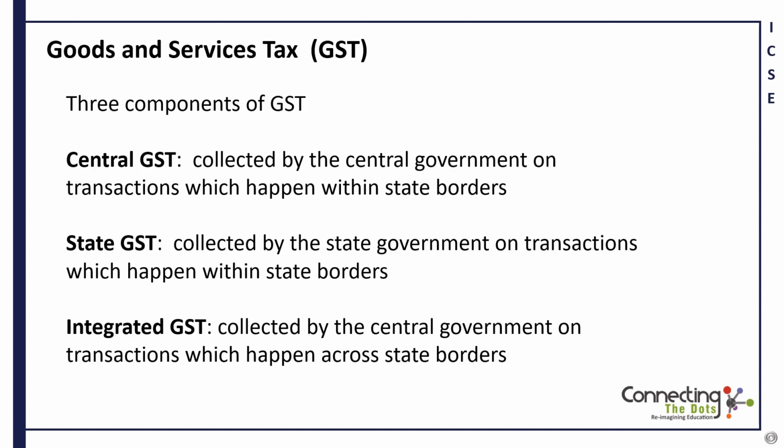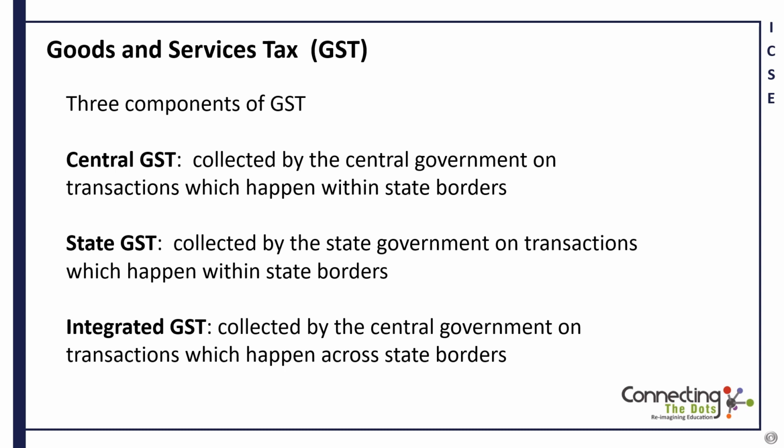So let's talk about the three components of GST. It is very important to understand the distinction between these three components so that it helps us solve problems later. The three components are the central GST, which is called CGST. It is collected by the central government on transactions which happen within state borders.